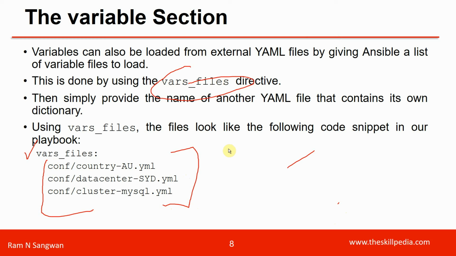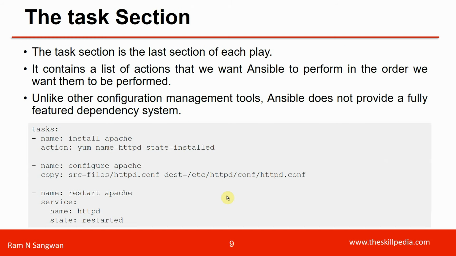Then simply provide the name of another YML file that contains its own dictionary. Using vars_files, the file looks like this in our playbook, something like conf, country au.yml, syd.yml, mysql.yml. So assuming that these files contain declarations of variables.